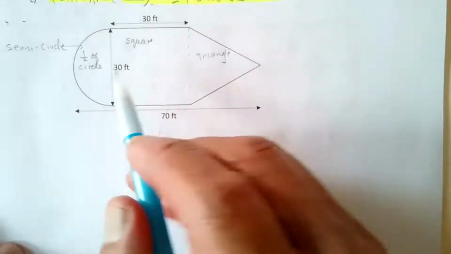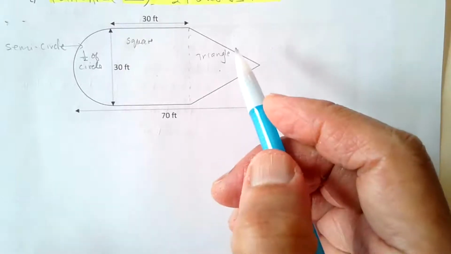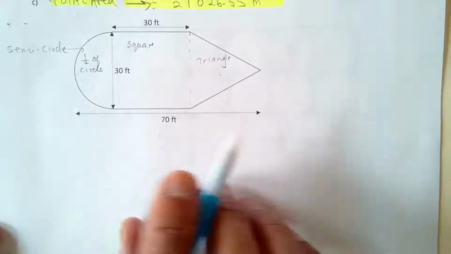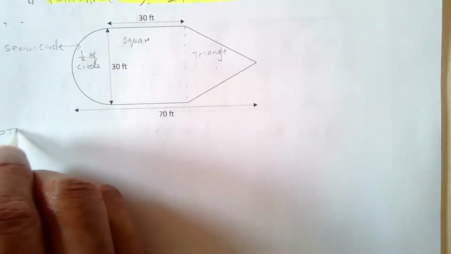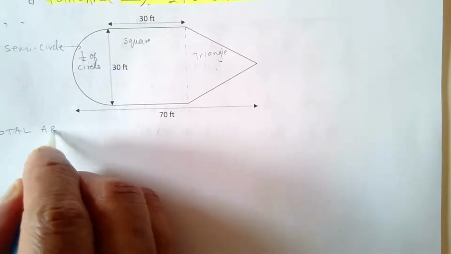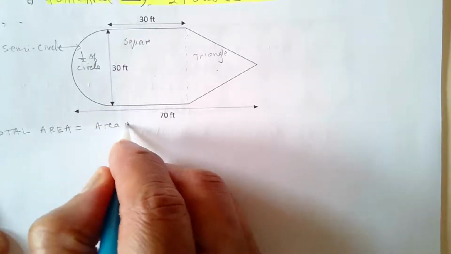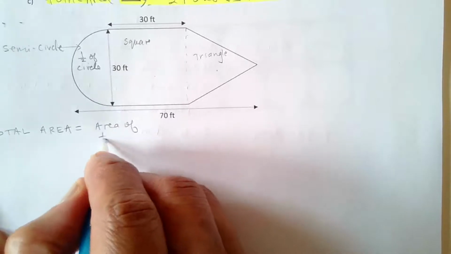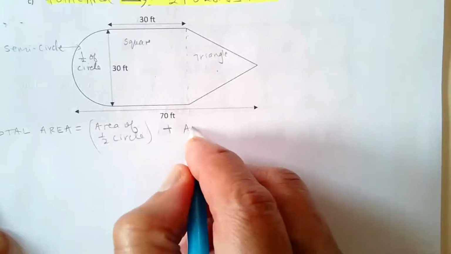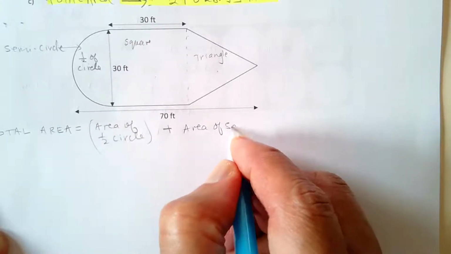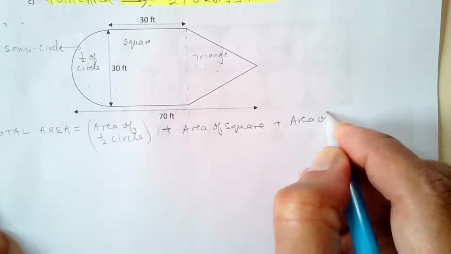Our task now is to find the area of half the circle plus the area of the square plus the area of a triangle. So we can record that as total area equals area of half a circle plus area of square plus area of triangle.